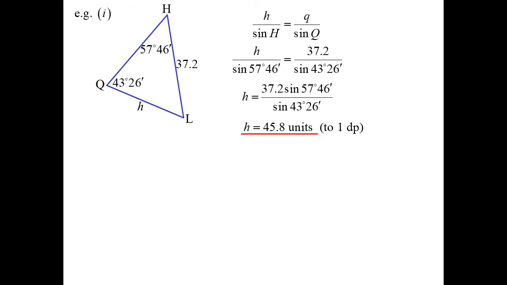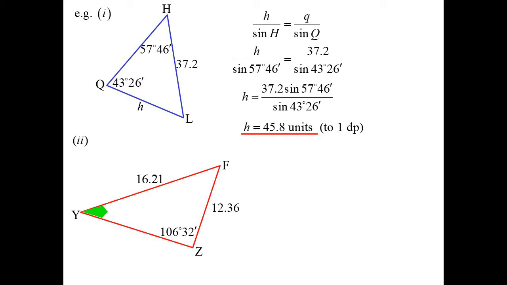All right, let's just do a couple of quick examples. Here's one where we have to find a side. So h over sine h is q over sine q. Subbing in, multiply out, bit of calculator work, and 45.8. If they don't tell me how to round off, I usually just match the question. Whatever degree of accuracy they've done, that's the degree of accuracy I'll give my answer to.